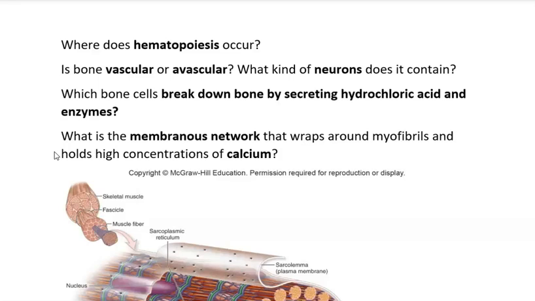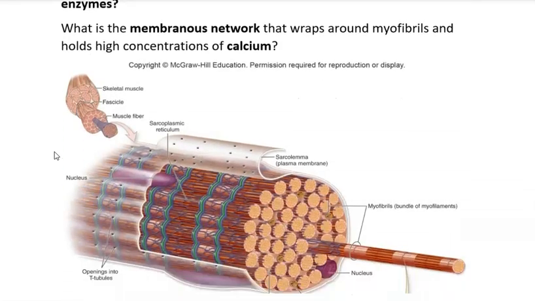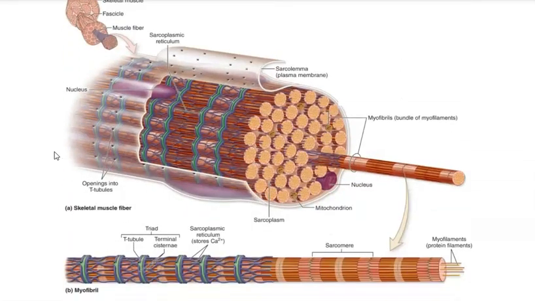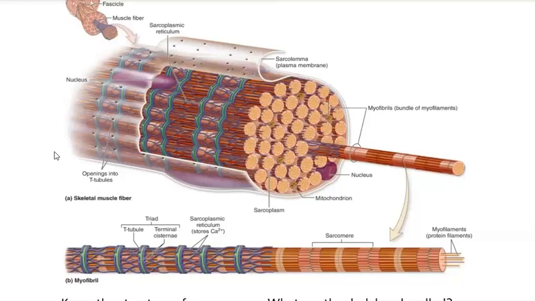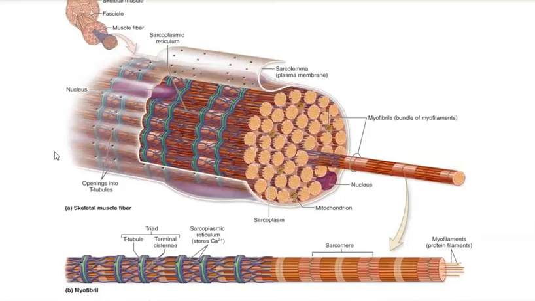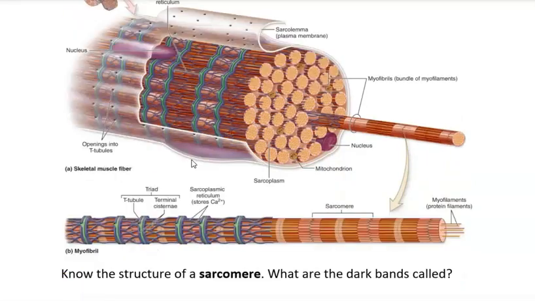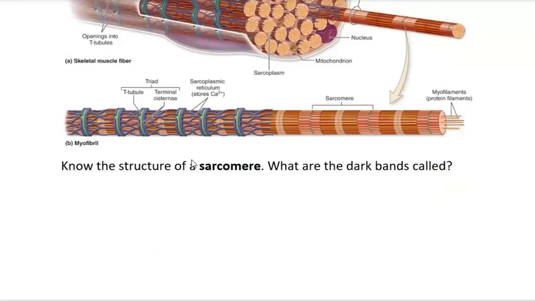What is the membranous network that wraps around myofibrils and holds high concentrations of calcium? Well, I mentioned it before, but it's going to be the sarcoplasmic reticulum. So this is the sarcoplasmic reticulum. You can see it's this network here, and it joins into these tubes called the terminal cisternae. And this is one giant calcium storage site for the muscle cell.